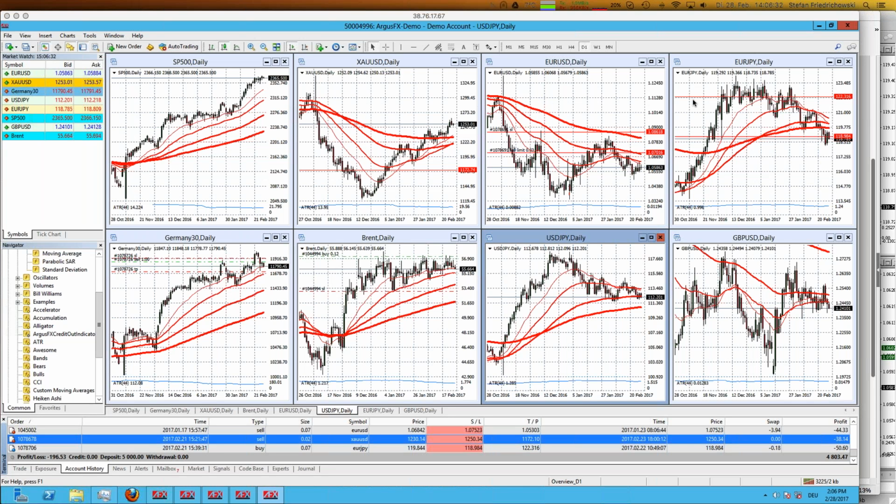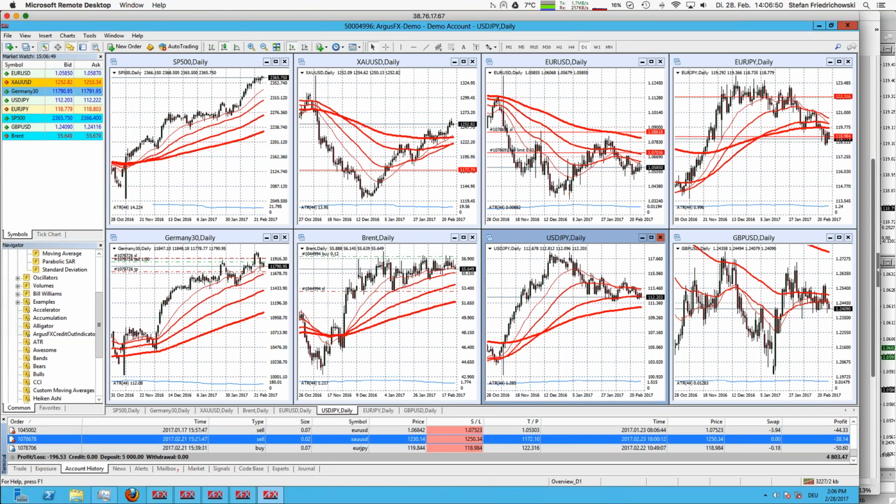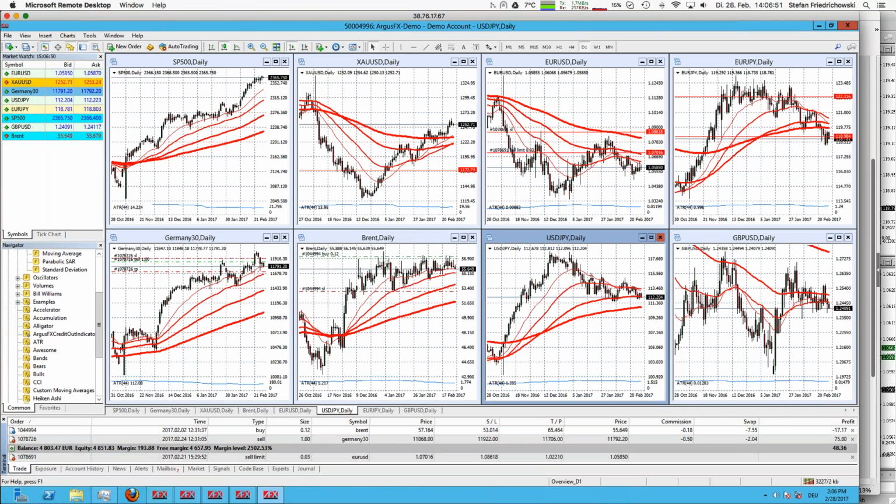So still we see that basically the euro Japanese yen is going south, but we have reached our stop loss, and therefore we have limited our risk, and that is always the baseline for trading activities. There's a trade ongoing, or two trades are ongoing.